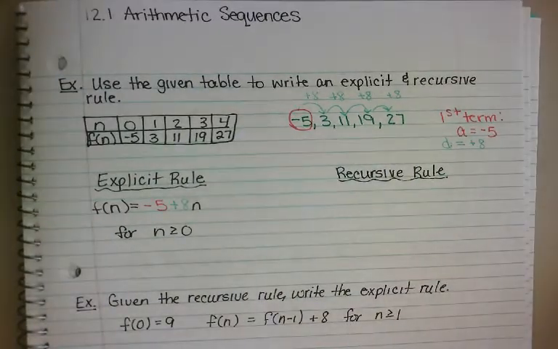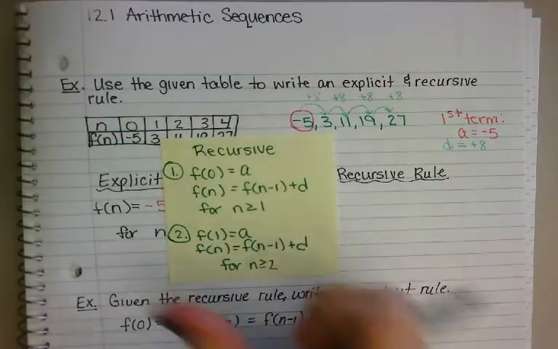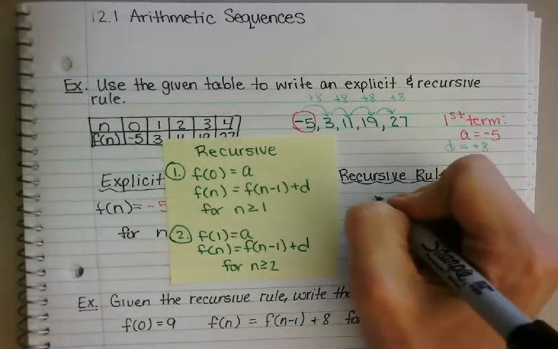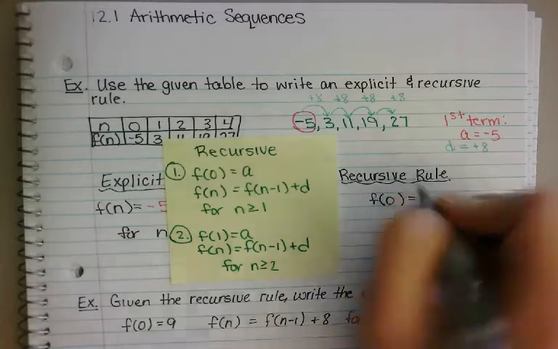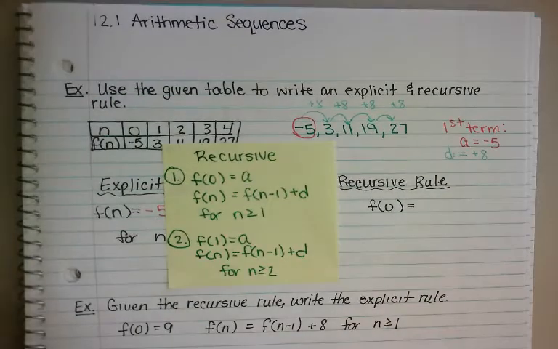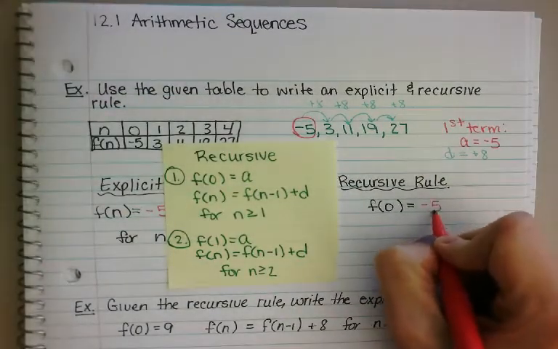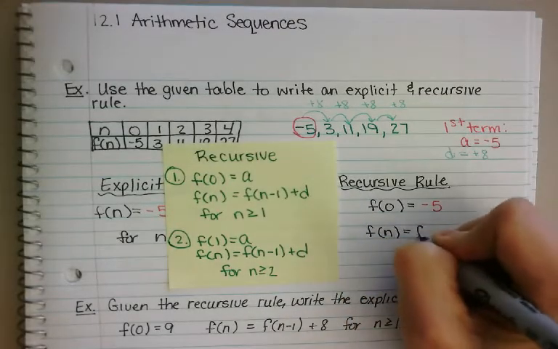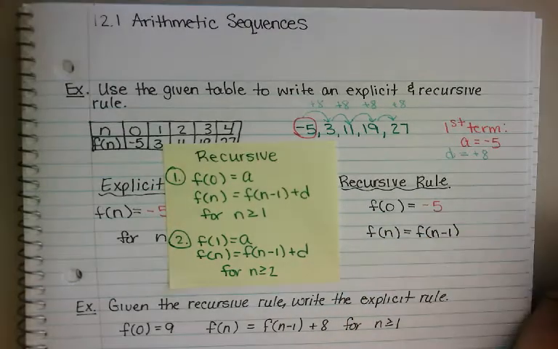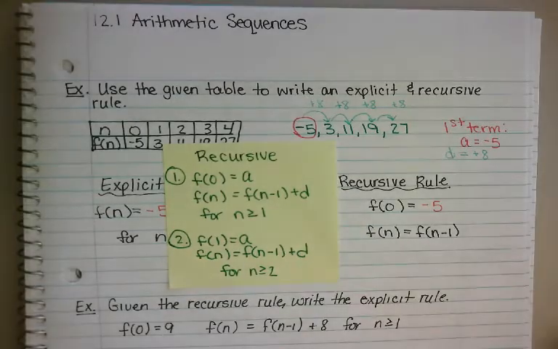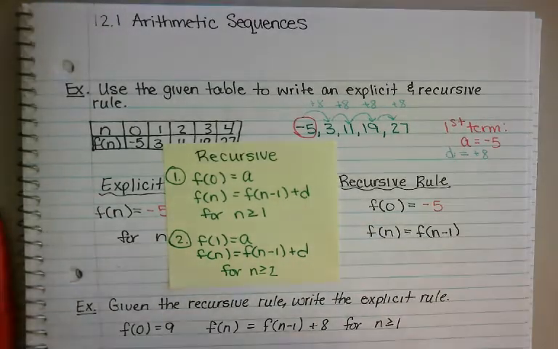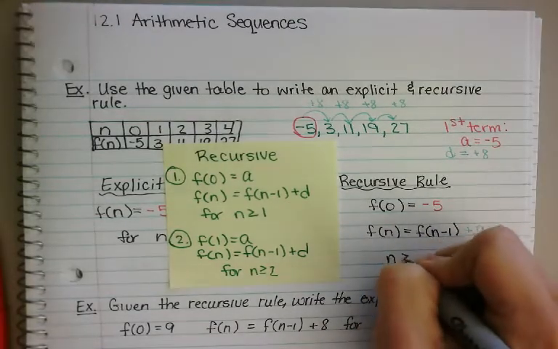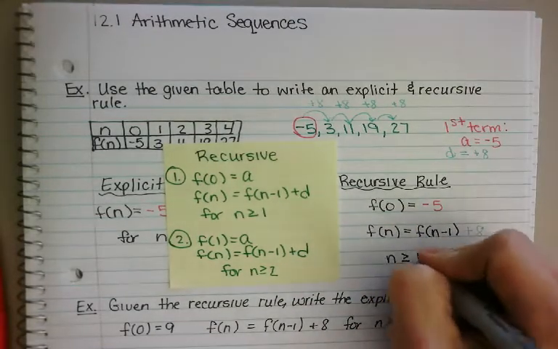Now when I look at my recursive rule, again, we're starting off with a 0. So I'm going to say f of 0 equals our first term. So our first term, again, was the -5. And then we're going to write our rule. So we're going to say f of n equals the previous number. That's the notation for previous number. So we're taking the previous number and adding 8 to it, for our n's greater than or equal to 1.